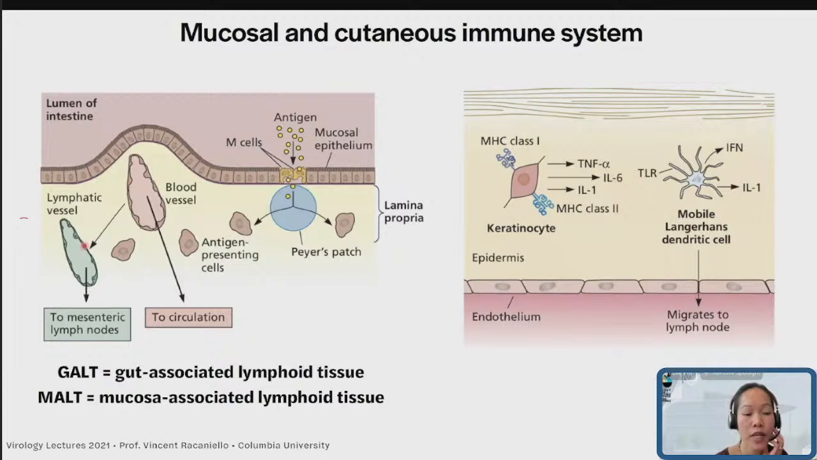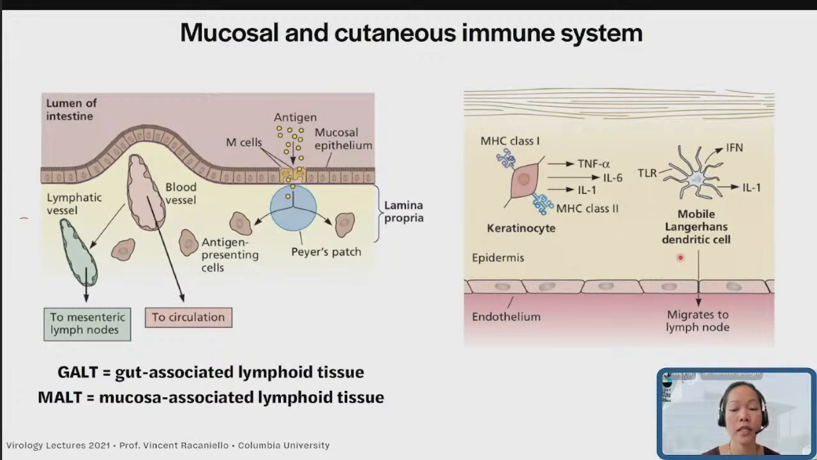So ito yung mga nagdadala ng mga lymphocytes. Within the skin, as I mentioned very early on, meron tayong keratinocyte. And ang keratinocyte, nag-identify isa sa phagocytic cells together with Langerhans cells. Ito yung mga patrols natin within yung epidermal line.